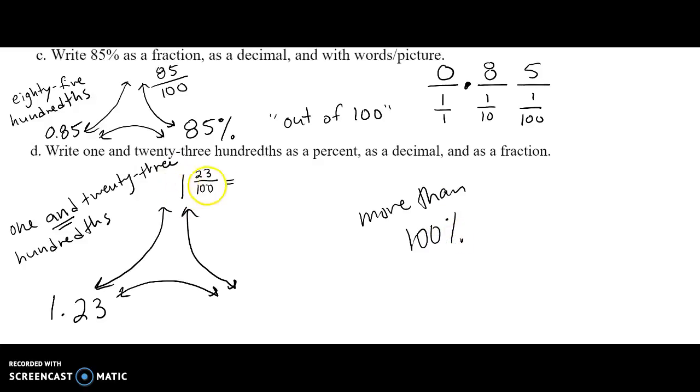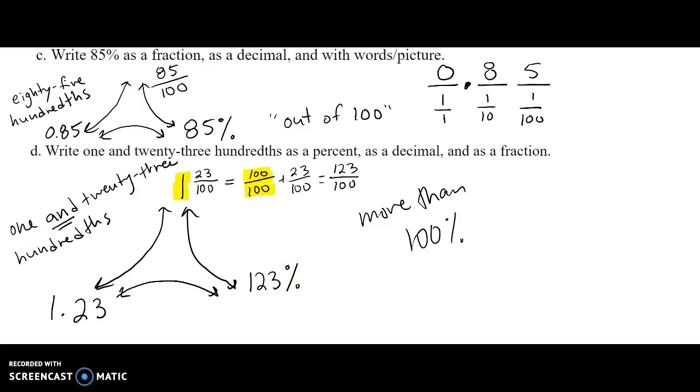So this 1 represents 100 hundredths. That's the 1. That's this 1 here. Represents 100 hundredths. And we have 23 hundredths. So this is how I convert my mixed numbers to improper fractions. 100 plus 23 is 123, and we don't add the denominators when we're adding fractions, so it's 123 hundredths. So percents are always out of 100, so we have 123%.